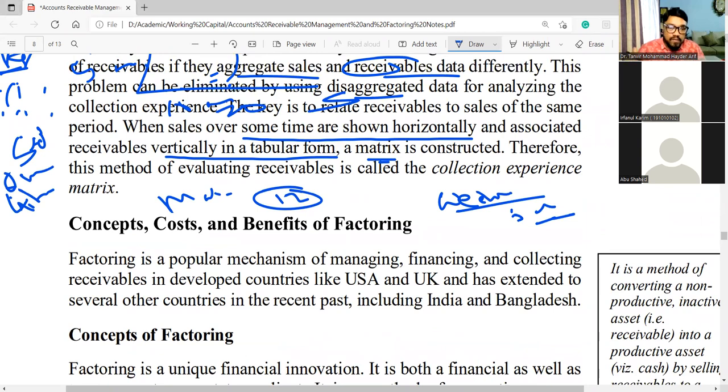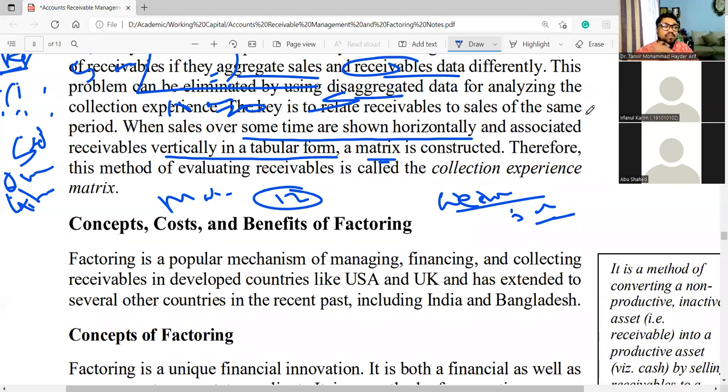Now, another one is called factoring, and that is also used for receivables management. Very interesting. I'm not drawing anything, but I'm requesting you to listen why it is interesting. Though the word is factoring, it's interesting because it's related to a third party. Third party means you guys are my buyers, those are listening to me, and I am the seller. Now, I'm selling on credit, and you are buying on credit.